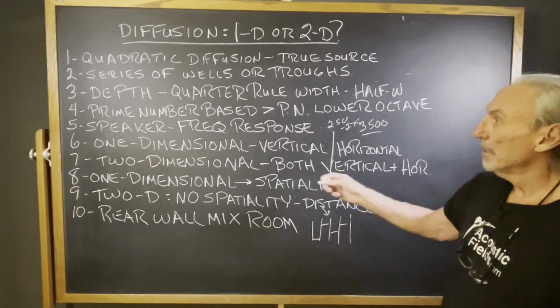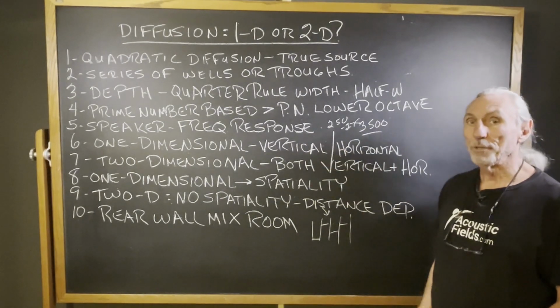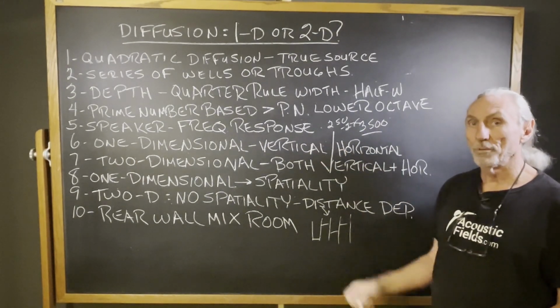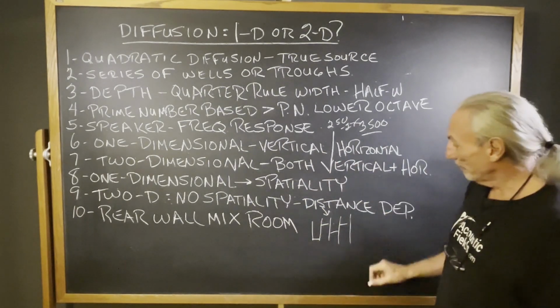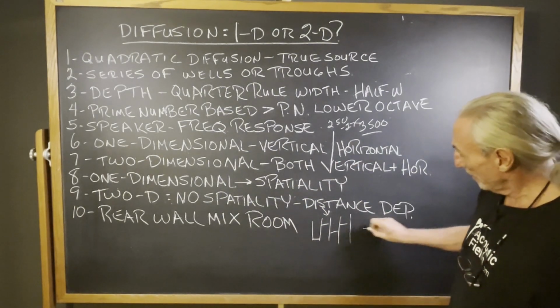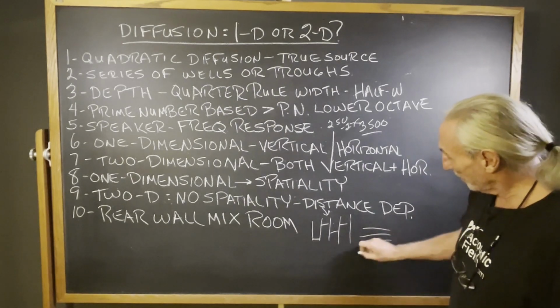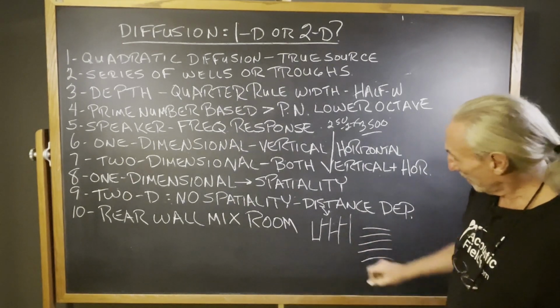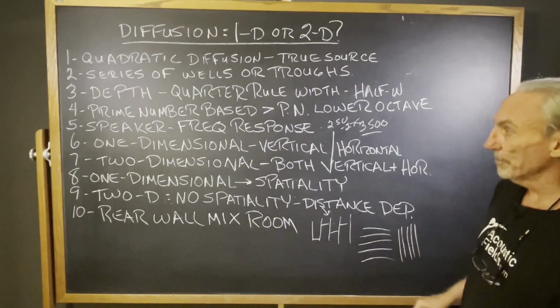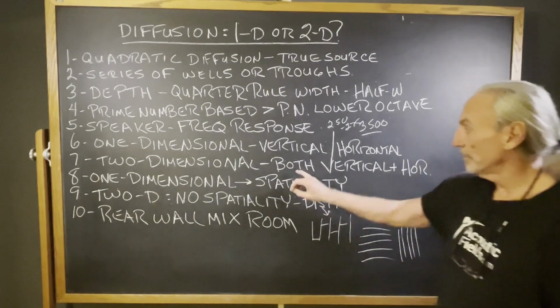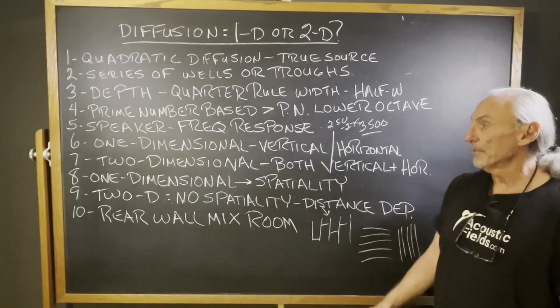Okay, it's like a speaker. It has a frequency response, so you have to be careful where you put it, what you're doing, and why you're doing it. One-dimensional is vertical, just like this, and then you take that and you turn it horizontal. Okay, so you have a vertical diffuser and a horizontal diffuser, and that's the definition of 2 dimensions when you have both vertical and horizontal together.